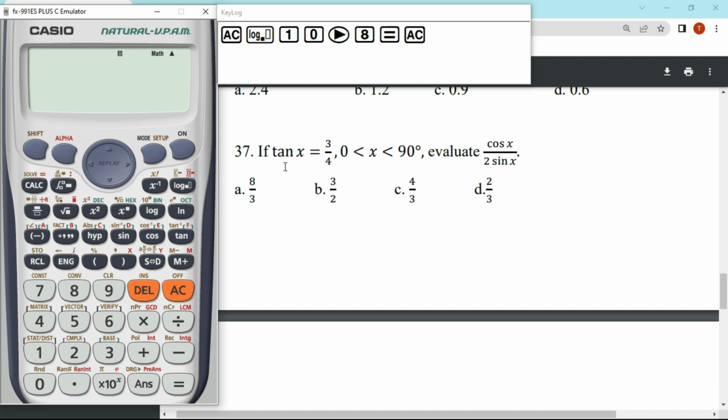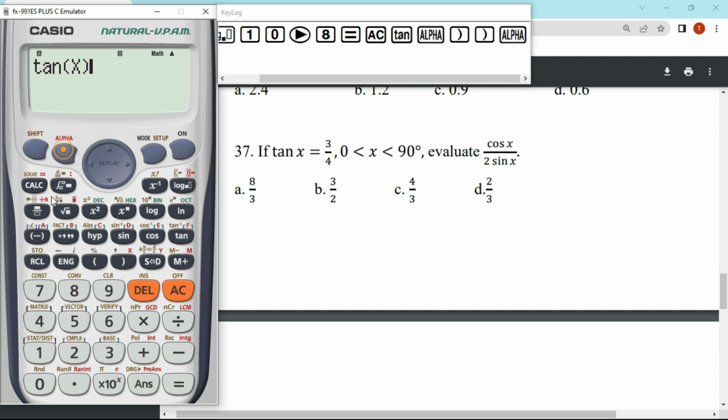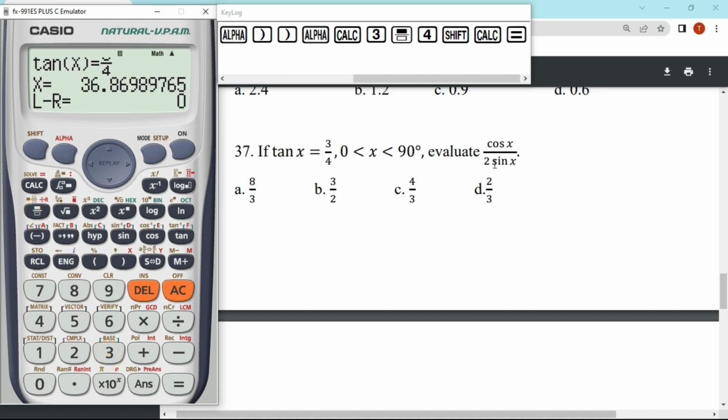So now let's solve. So we have tan x will be equal to 3/4. Then we solve for it, and the value you have for the angle, or for x, is 36.87, because of the rounding of the 9 here. So you have 36.87. So we are going to use 36.87 to solve for cos of x divided by 2 sine x. So we are going to input this into the calculator.